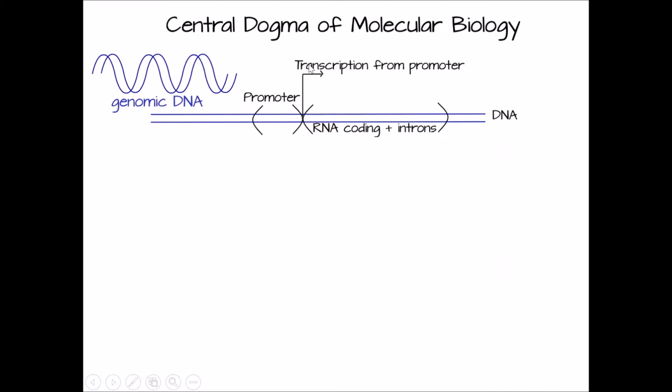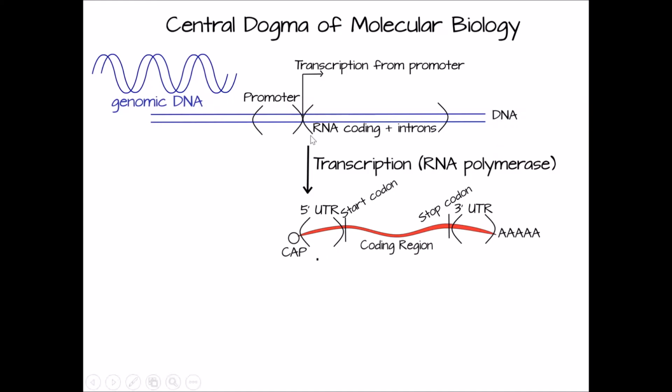So we can get transcription from the promoter, and that will transcribe the RNA coding sequence plus the introns. The process of transcription, making this DNA code for RNA, is performed by RNA polymerase, which is going to actually link together the RNA nucleotides to make a sequence of RNA. So our RNA is going to look like this, where we're going to have our start codon and our stop codon. We've had the intron spliced out so that all that's between these is the coding region.